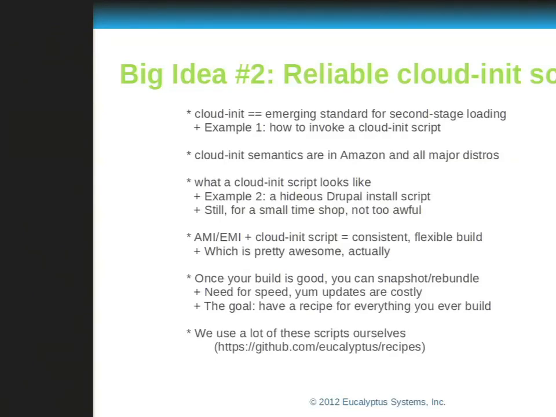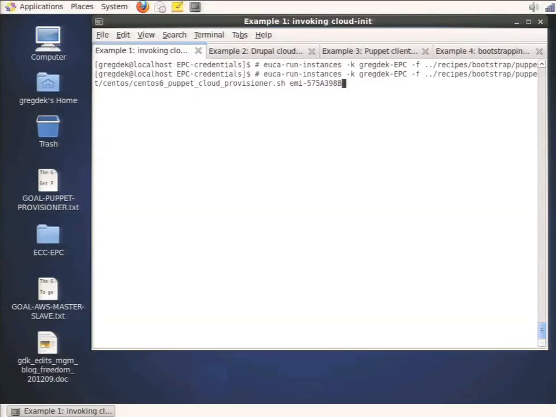And the way that you invoke that is essentially like this. When you start your instance, you can just feed in a recipe file of some kind. For those of you who use EC2, you will recognize euca-run-instances is basically identical to the EC2 run instances command. The Euca tools and the EC2 tools use the same API.